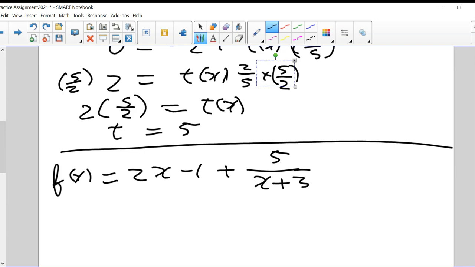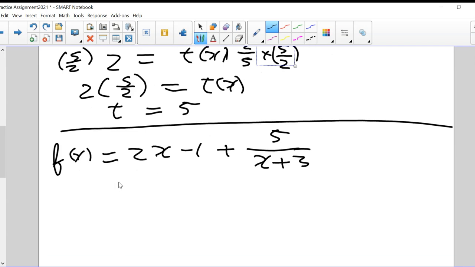Good, Harish. Okay, good. So I'm going to go ahead and take your advice on that one. There's another way we could do this, but I'm going to take your advice, and Jeremy's too. Why don't we bring the 2x minus 1 to the left side? So we're going to end up with 1 minus 2x being equal to 5 over x plus 3.